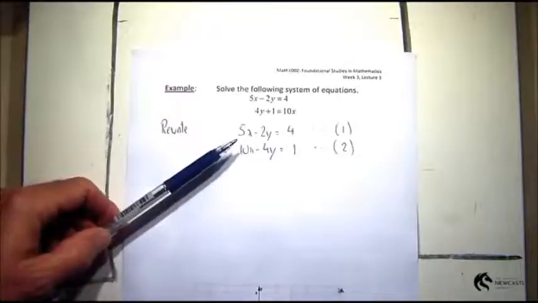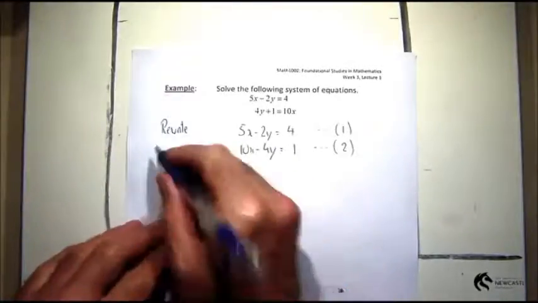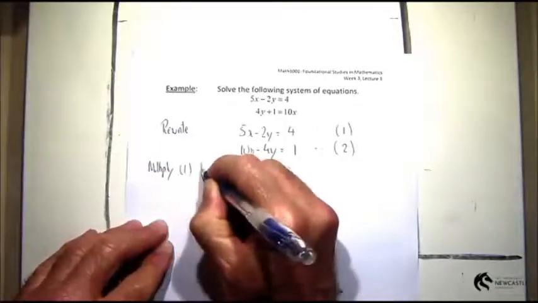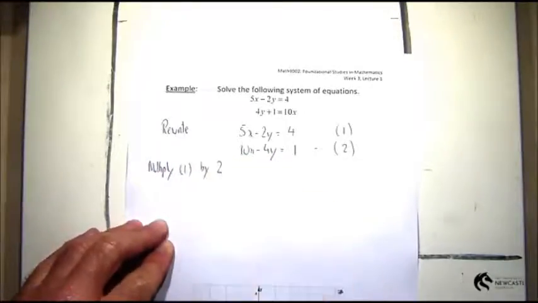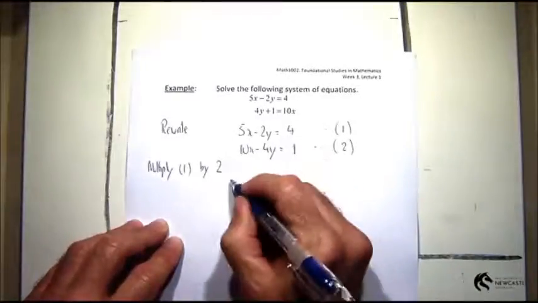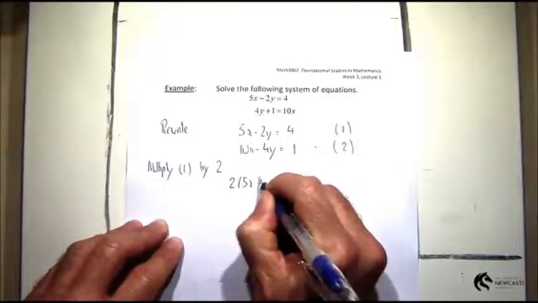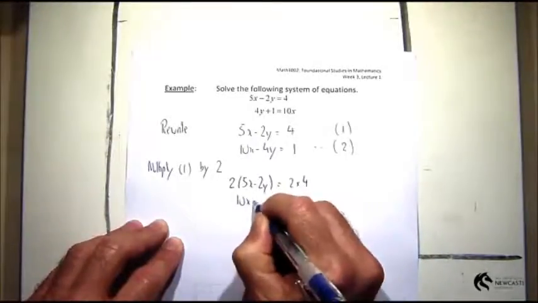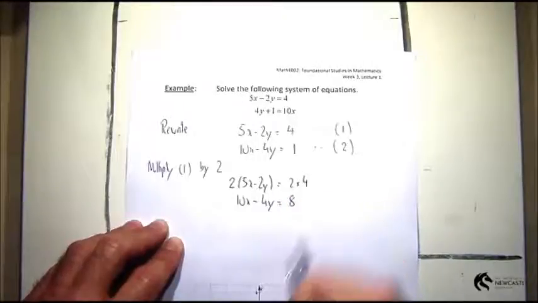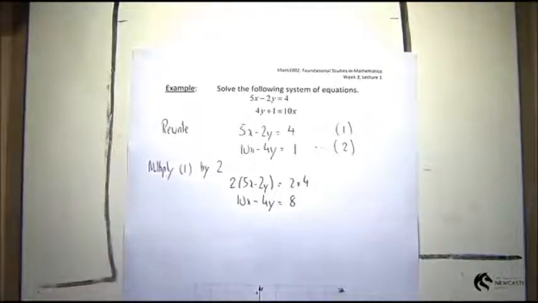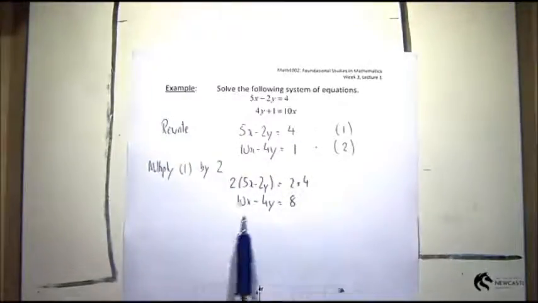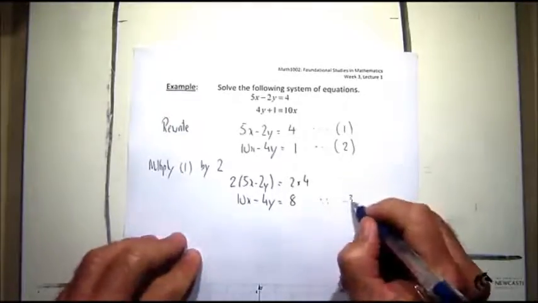So I'm going to multiply equation 1 by 2. And you'll see that when I do that, on this side here I have 2 times 5x minus 2y is equal to 2 times 4. And so I have 10x minus 4y is equal to 8. And the important part here is I have my coefficient of y being the same in both equations. Actually, it turns out the coefficient of x is the same as well, but that's neither here nor there. So that's equation 3.